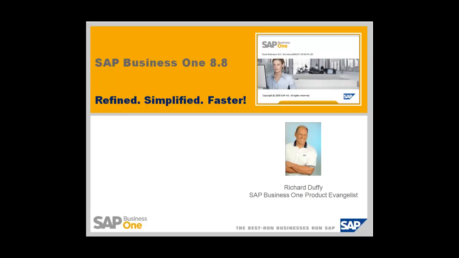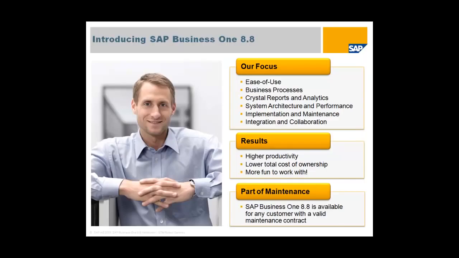In this session, I'm going to take you through our SAP Business One solution. We're going to talk about version 8.8, which is the latest release of SAP Business One, which, as you may be aware, is our solution for small and mid-sized enterprises. With version 8.8, we believe we've taken some significant steps to make this version refined, simplified, and faster. So let's go ahead and look at exactly what we've done.